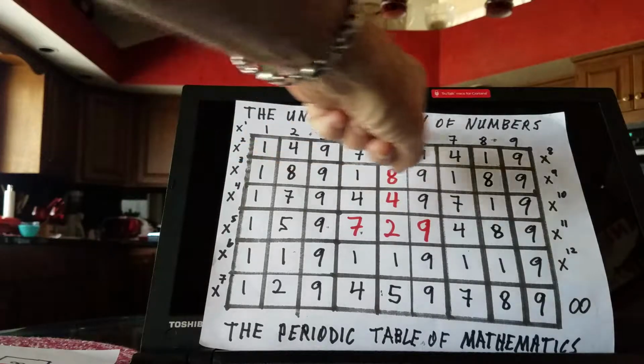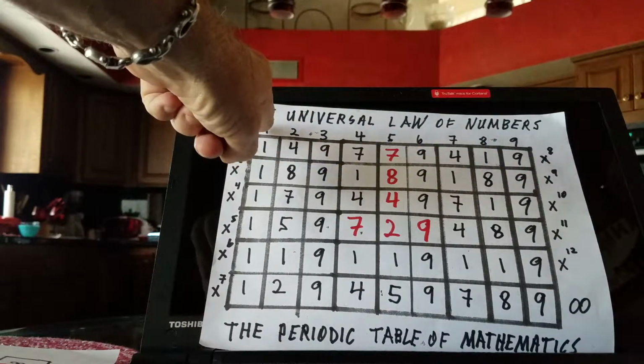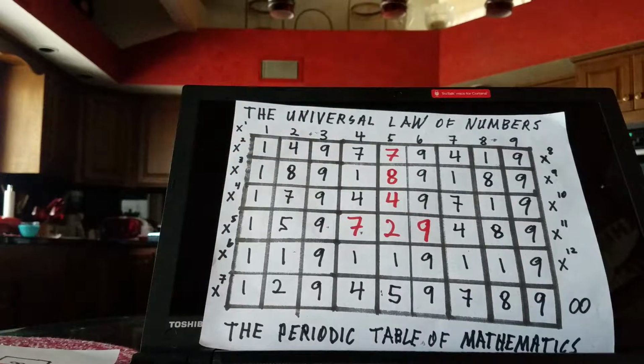So 1, 2, 3, 4, 5, 6, 7, 8, 9, and then 10, which is a 1, and 11, which is a 2. And then 12, which is a 3. So I just want to ask you, is 1 plus 1 2? Yes, it's 2. Just sometimes or all the time? Well, it's always 1 plus 1 is 2. And that's a fact we should never overlook.